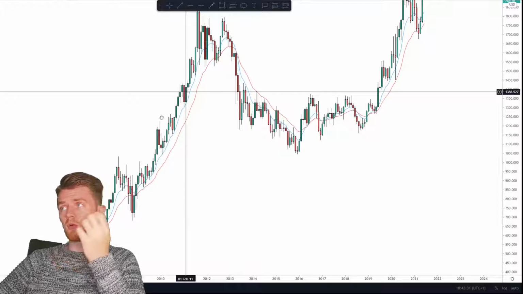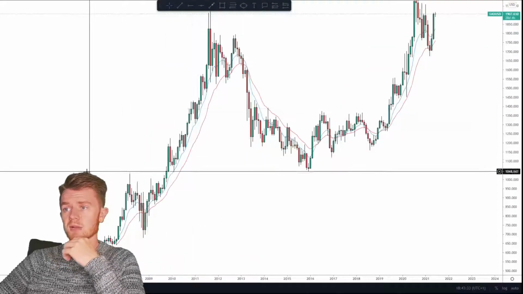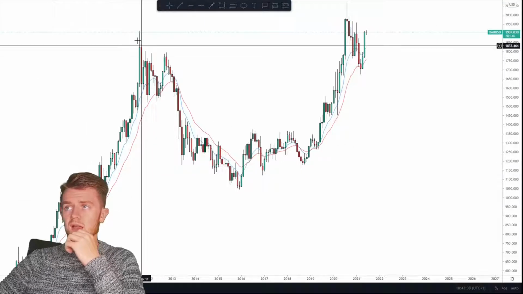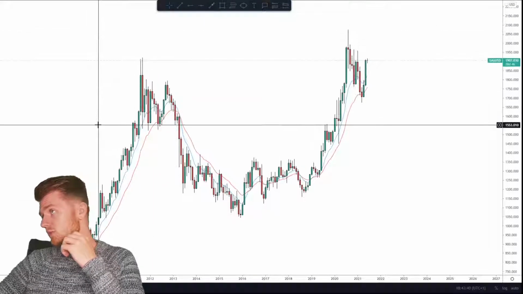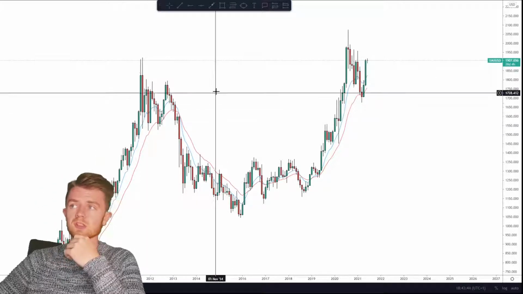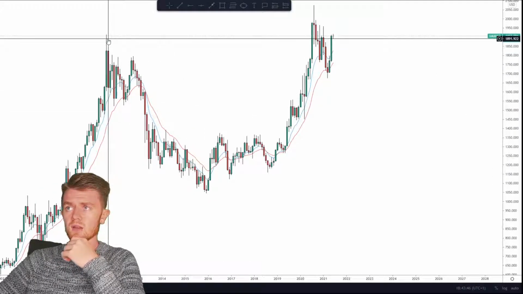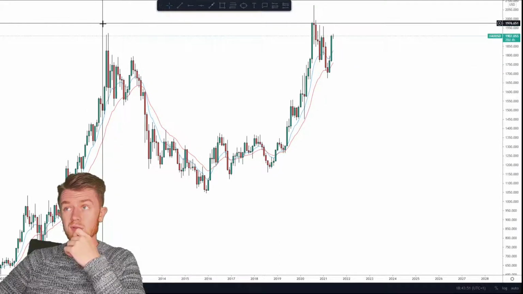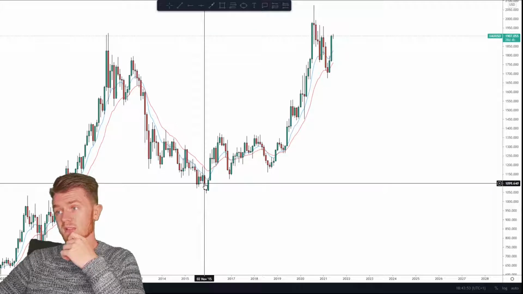Okay, so if we look at the history of gold, I've got the monthly open here, so we can see all of the data and charts dating back to roughly early 2006. We did have a nice bull run all the way up to roughly where we are now, just above $1,900 per ounce of gold.